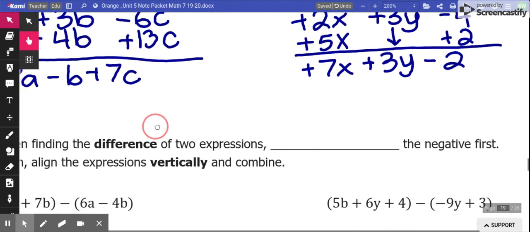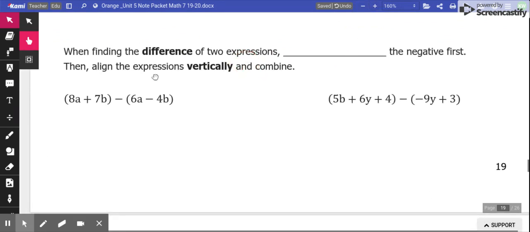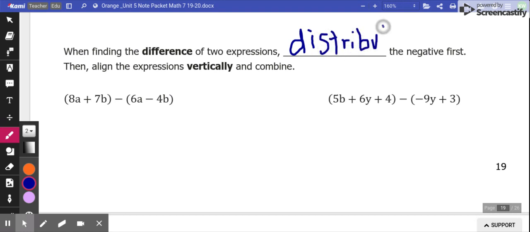Now it's more complicated when you're subtracting. When you're finding the difference of two expressions, when there's a negative sign, you have to do an extra step. You have to distribute the negative first. Then you can align the expressions vertically and combine. But you can't start combining them until you distribute the negative.